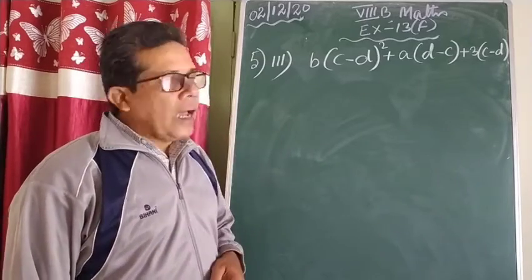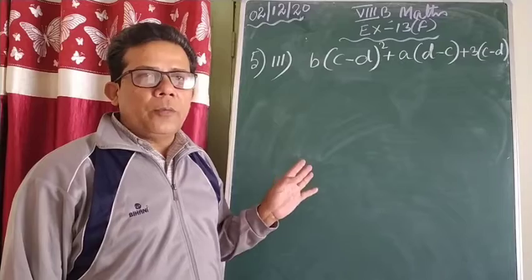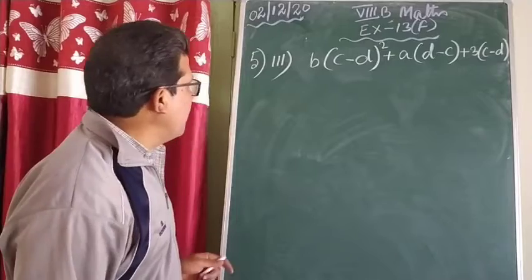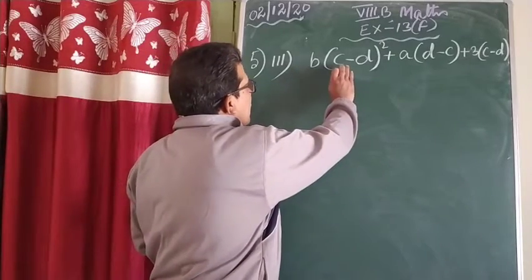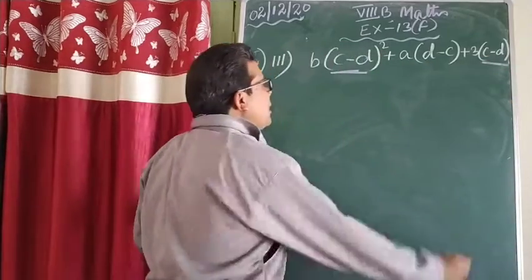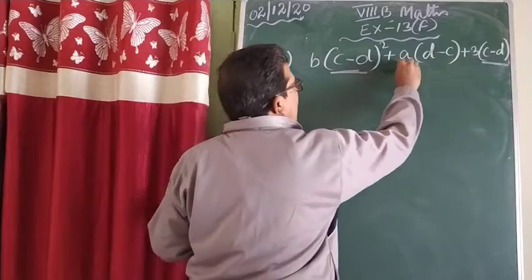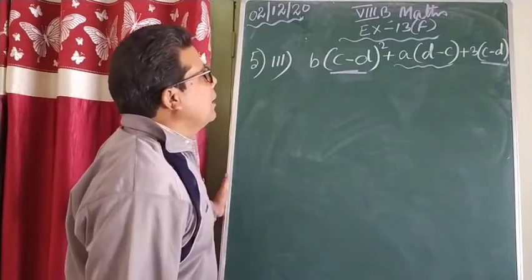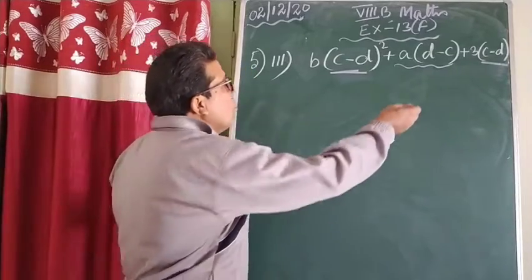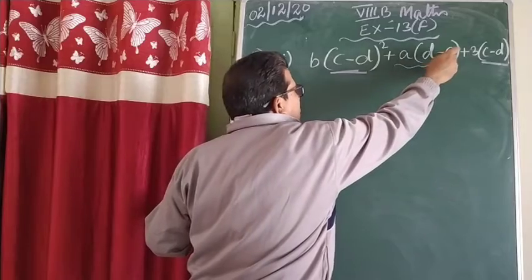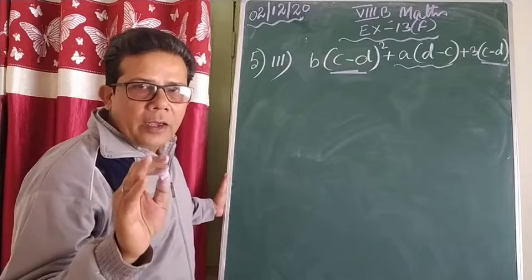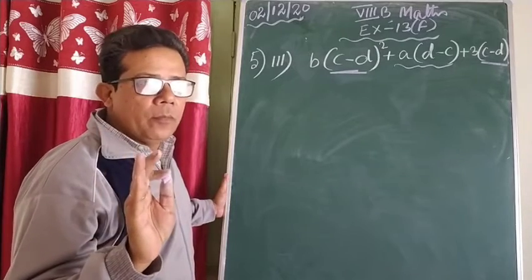This is a different type of problem, a type we have not done yet, so I have taken this just to explain to you here. You see in the brackets, this one and this one are the same. But here, C is in minus sign and D is in plus sign. Without changing the value, you have to make C plus sign and D minus sign to make all the brackets the same. This is very important.